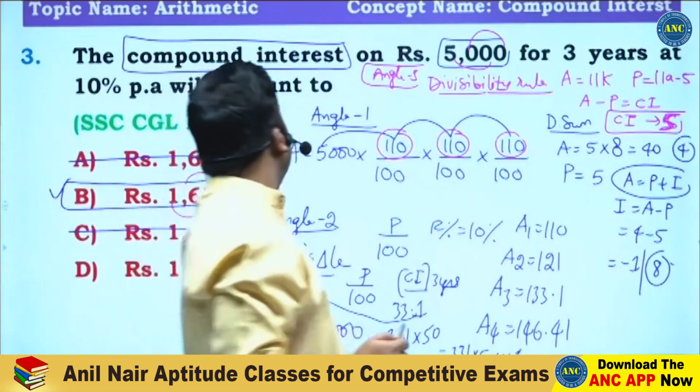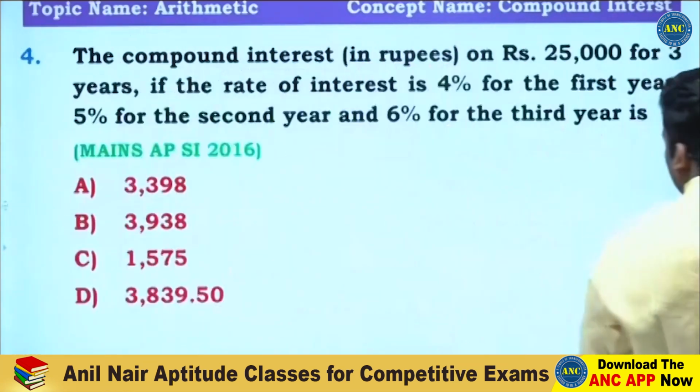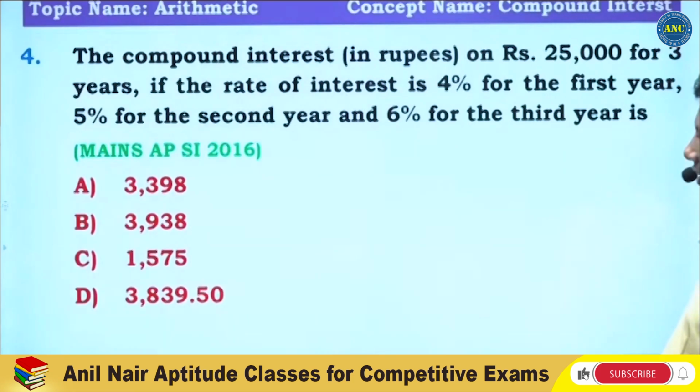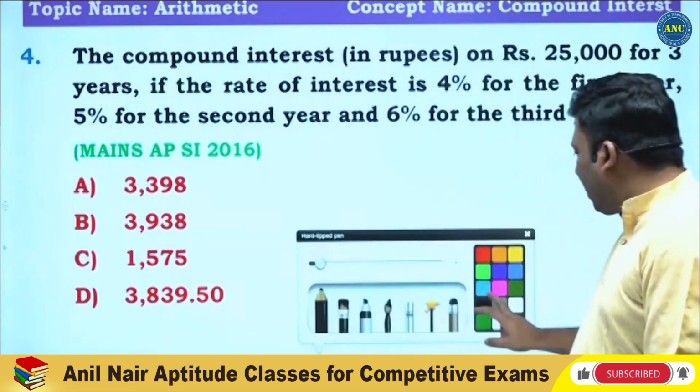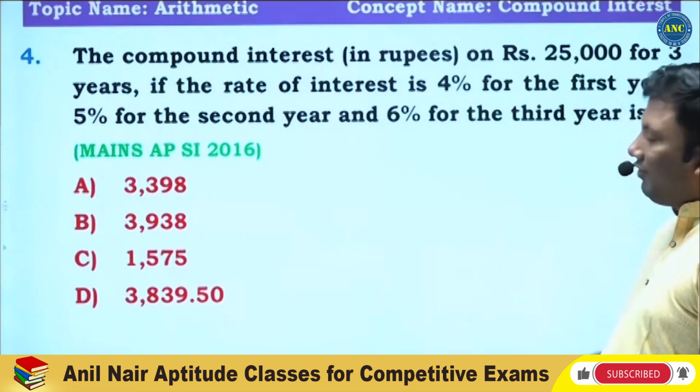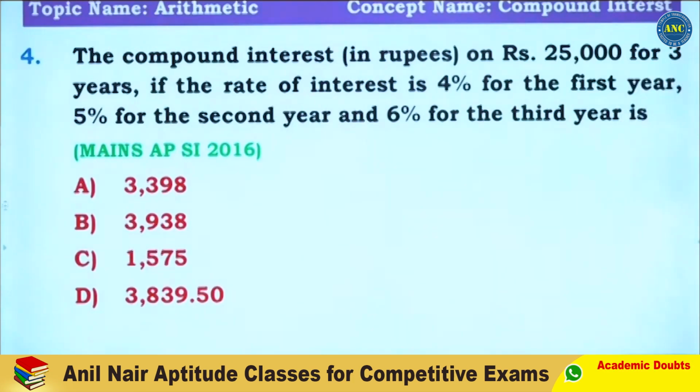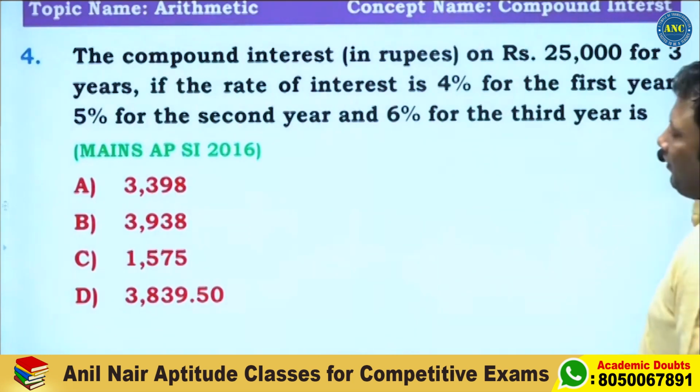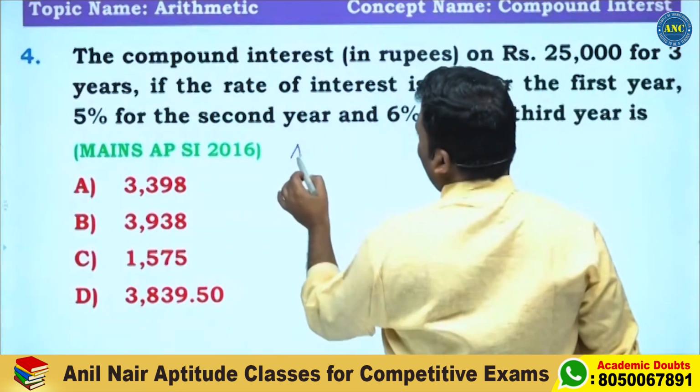Next one. Third question we solved, now the fourth question. See here, listen carefully, sir. Each and every question, we will see in multiple ways. First, read the question: compound interest on rupees 25,000. First, angle 1.